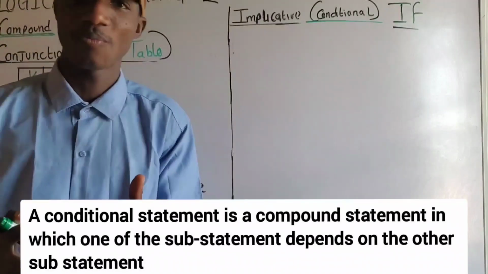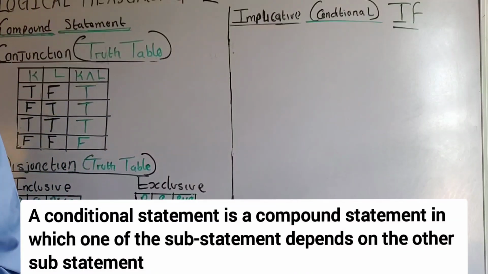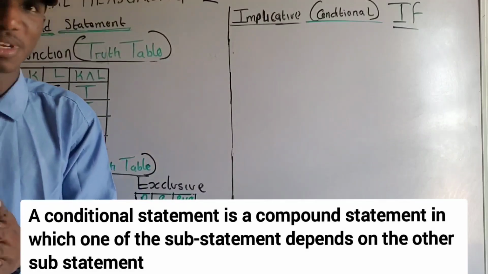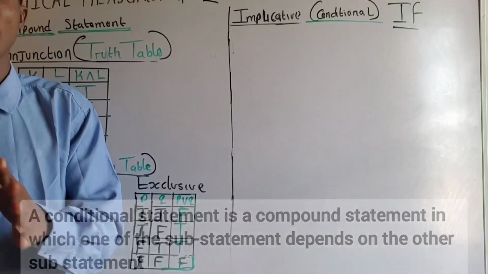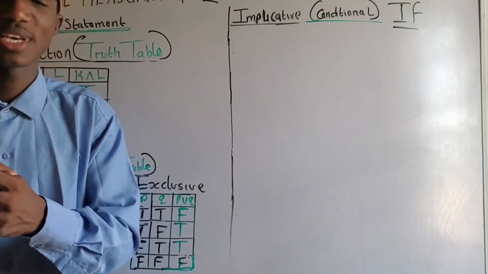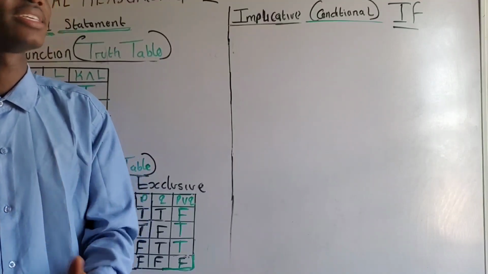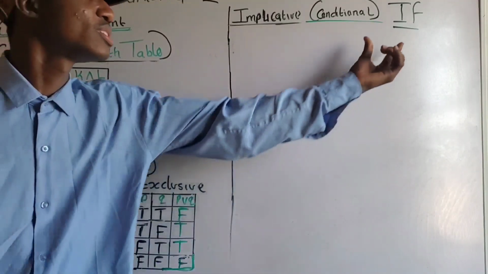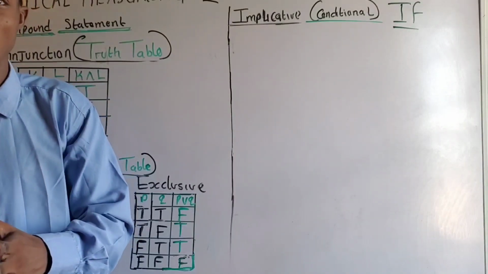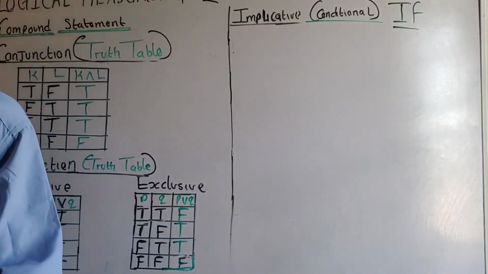Let me cite an example. Pastor preaches a lot. Pastor speaks a lot. Please pay attention to that statement. Let's say K stands for pastor preaches a lot and L stands for pastor speaks a lot. Now, if I want to write a conditional statement for that using this word if, I'm going to have: if pastor preaches a lot, then pastor speaks a lot. You can see now that one statement depends on the other. You can cite as many examples. Are you getting what I'm trying to say?